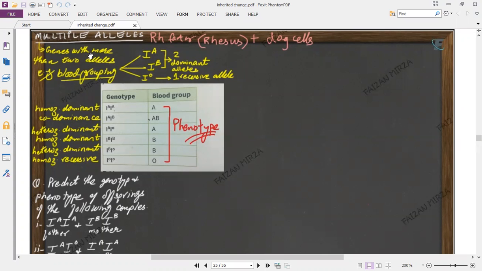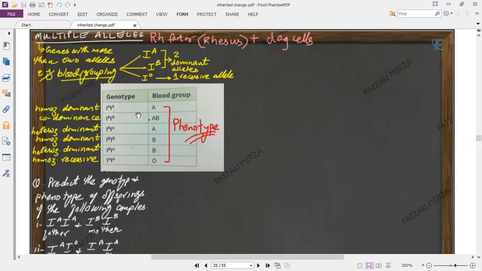So multiple alleles means genes with more than two alleles. For example, in blood grouping, there are three alleles: I capital A and I capital B, both dominant, and I O, a recessive allele. You can possess any two of these. So the genotypes and phenotypes are mentioned in the table.